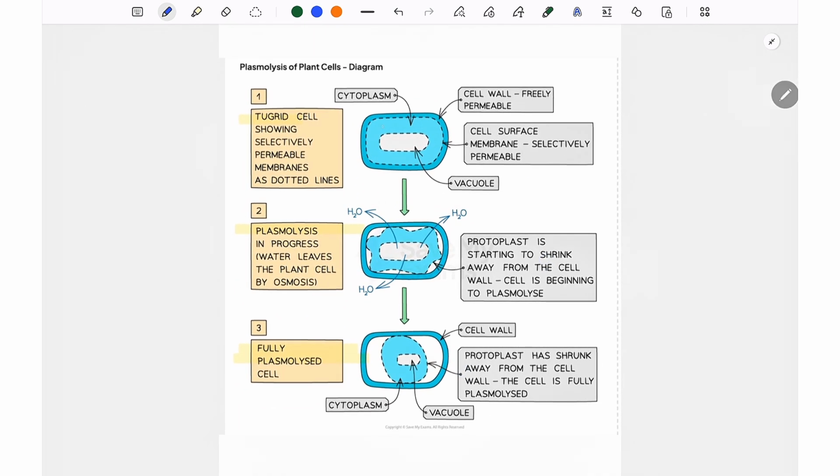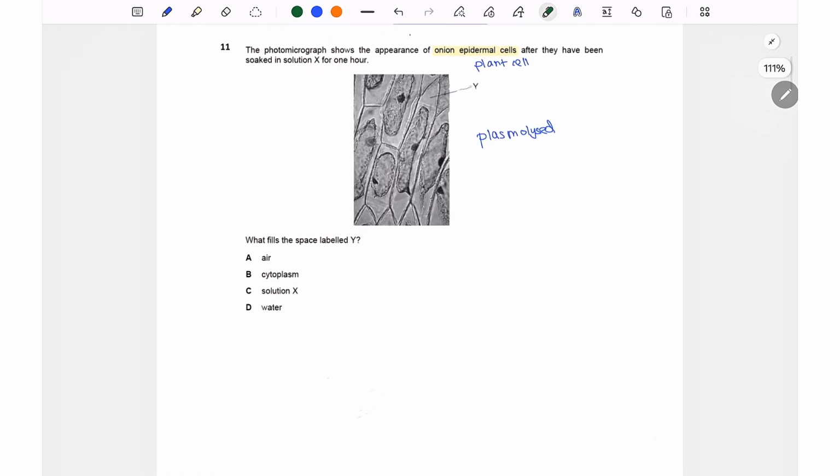So this is a turgid cell, and then when you have water moving out, then the cell looks something like this. It starts to plasmolyse, and then when you have it like this, it's fully plasmolysed. So what happens here is the protoplast has shrunk away from the cell wall. What would fill these spaces? These spaces are not empty, it's not filled with air. The solution will actually fill these spaces. So the answer here would be solution X, not air. Don't make that mistake.